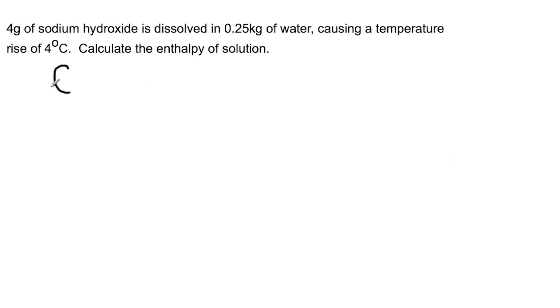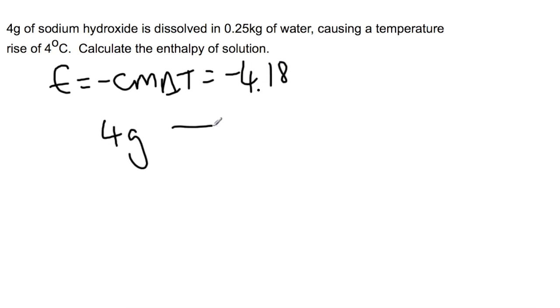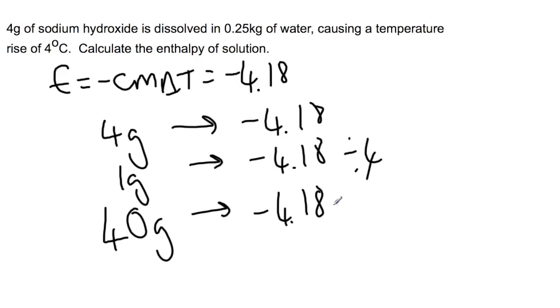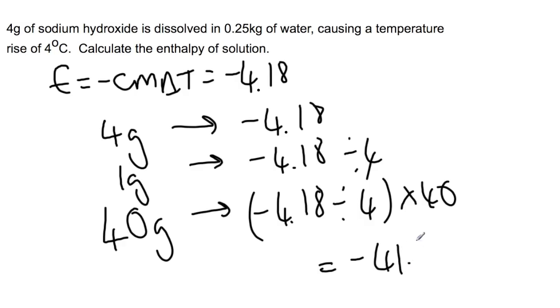Using the proportion method, you use the same energy that was calculated before, so E equals Cm delta T of negative 4.18, and here we have 4 grams giving us negative 4.18 kilojoules. For 1 gram, we would need to divide this all by 4, and then multiplying up to the gram formula mass, which is 40, we'd have negative 4.18 divided by 4, all multiplied by 40, to give you negative 41.8 kilojoules per mole.